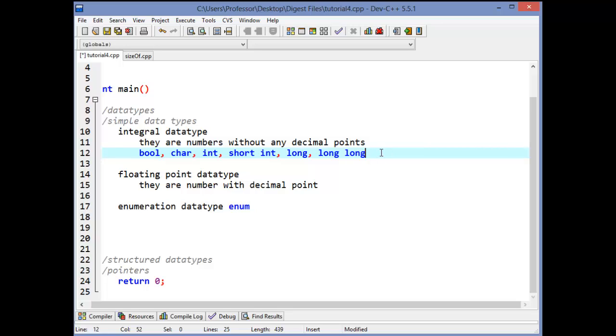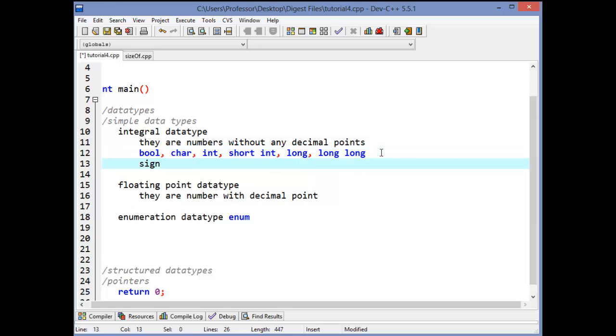Now these data types may be signed or unsigned. When we say that a data type is signed, that means that it can take on negative values, like -5, -10, -16, -1 million. Now when we say that it is unsigned, that means that it cannot take negative values. It can only take positive values.